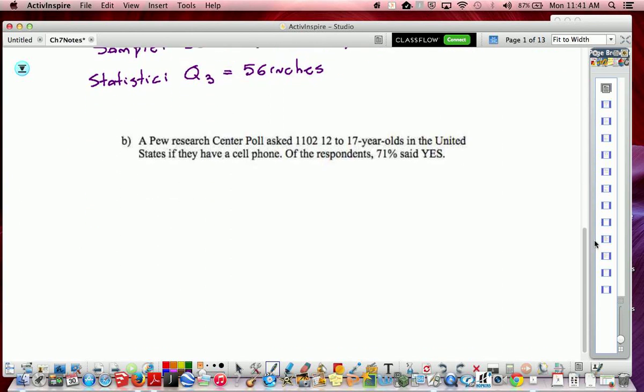Okay, so let's take a look at B. It says a Pew Research Center poll asked 1,102 12 to 17-year-olds in the United States if they have a cell phone. Of the respondents, 71% said yes. So if I do this in a different order, I'm going to start with the population.